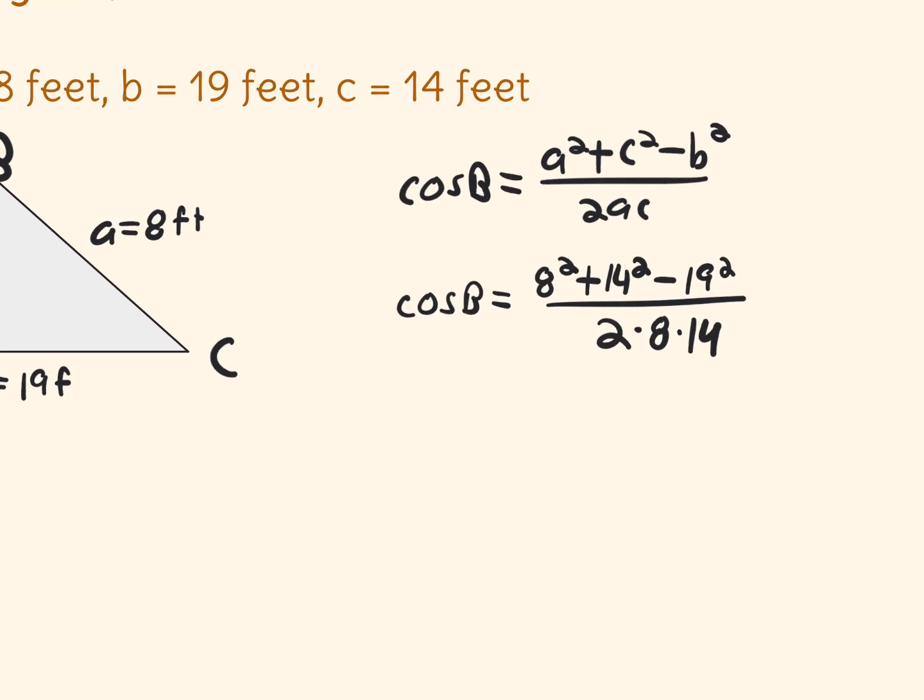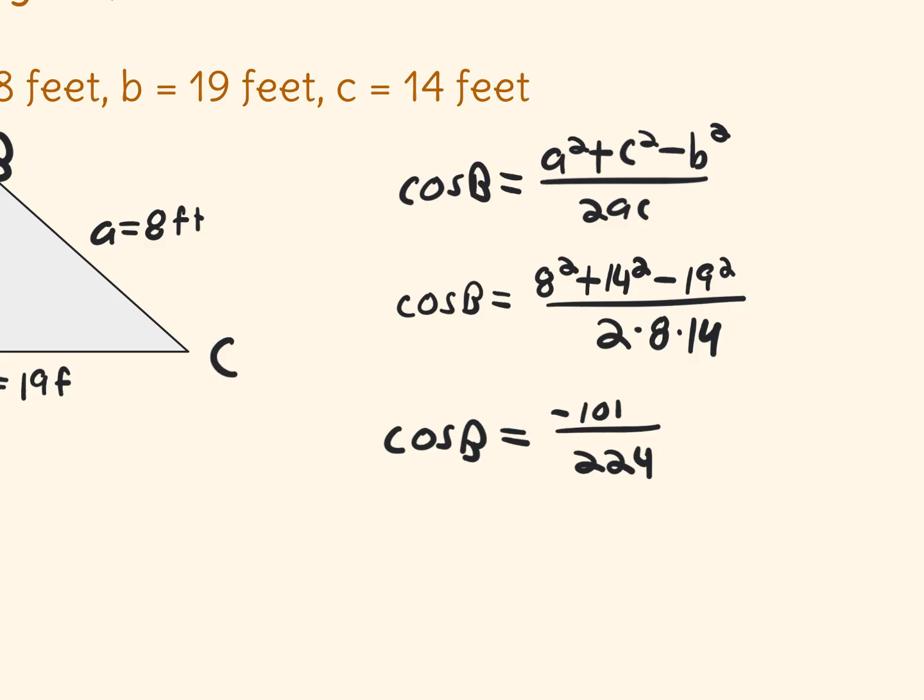Funny enough, this is where a lot of people make mistakes, even though it seems pretty simple to plug in, but this is where a lot of people make calculator mistakes. What I would do to avoid any calculator mistakes is I would do the entire top first, get a number for that, and then get the entire bottom. So type in 8 squared plus 14 squared minus 19 squared. Should get you negative 101. Over, and then when you do 2 times 8 times 14, this should get you 224.